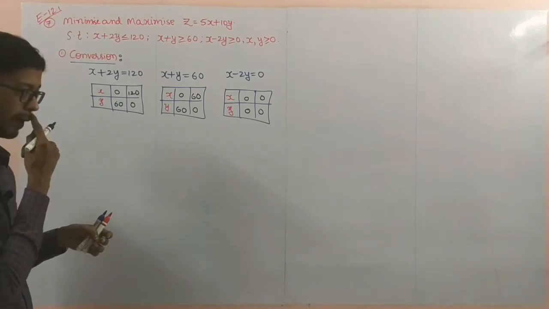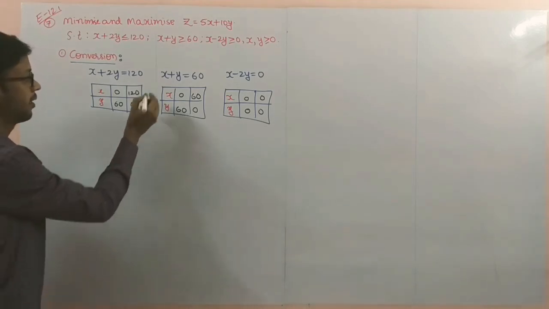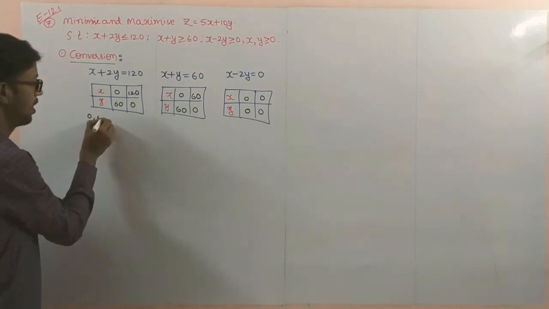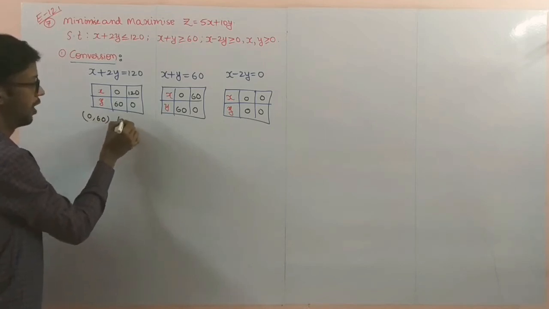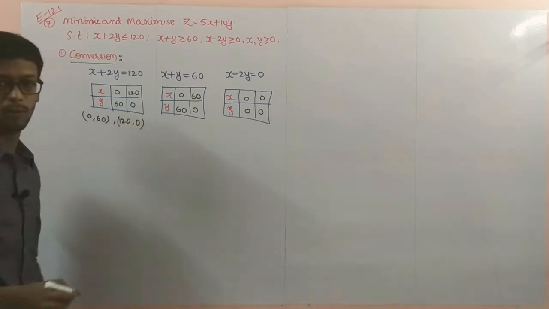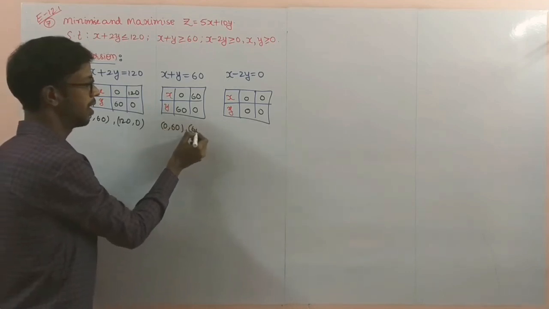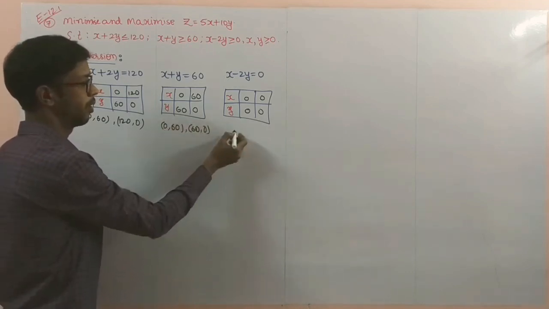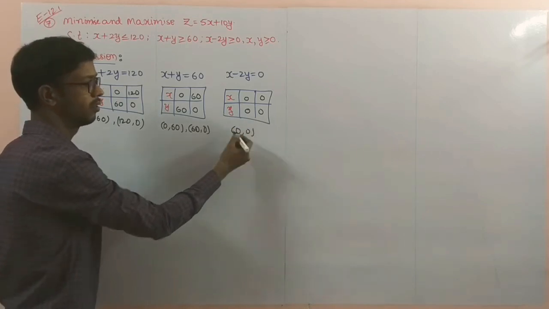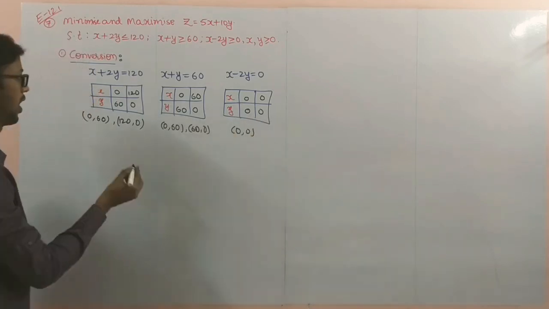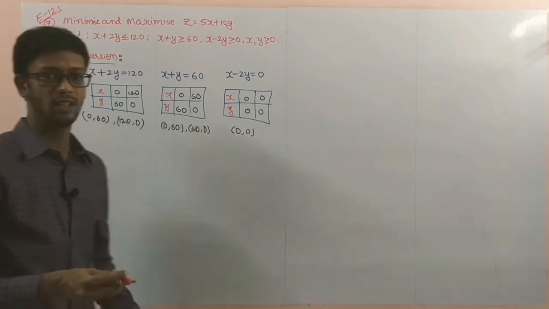Now continue. What are the points here? 0 comma 60 is one point, 120 comma 0 is another point. 0 comma 60 is one point, 60 comma 0 is another point. Here 0 comma 0, and there is no need to write it.